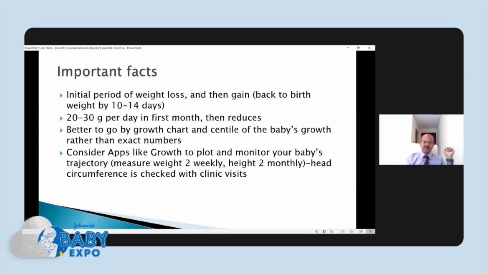The height doesn't need to be checked frequently. It's more tricky to measure the height, and you can do that at the clinic visits. Head circumference, unless there is a concern that the head is growing too fast, you don't need to check it other than the clinic visits as well.